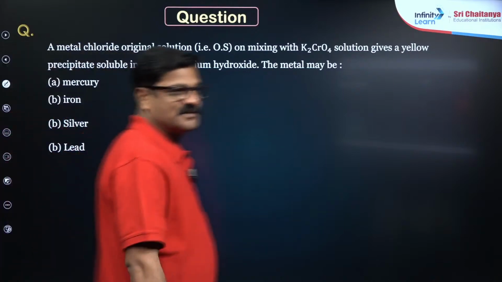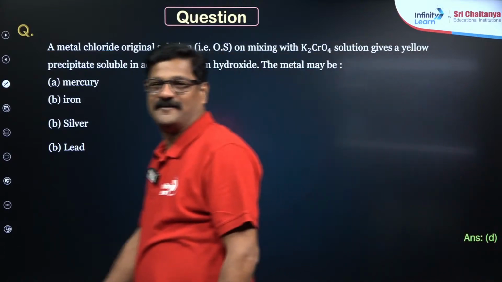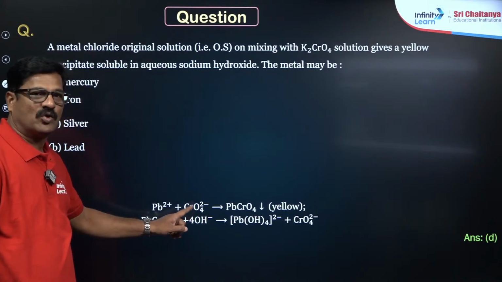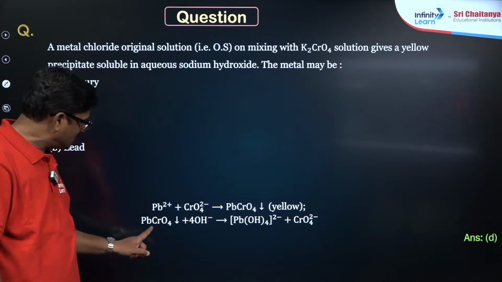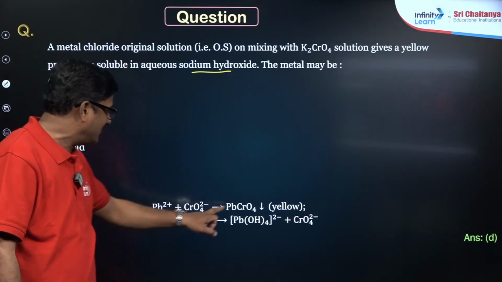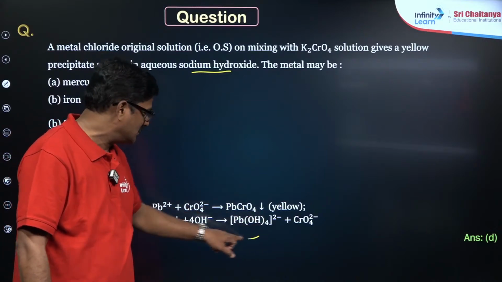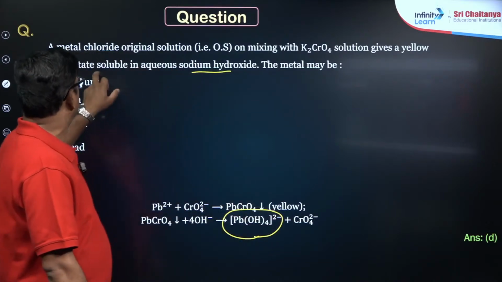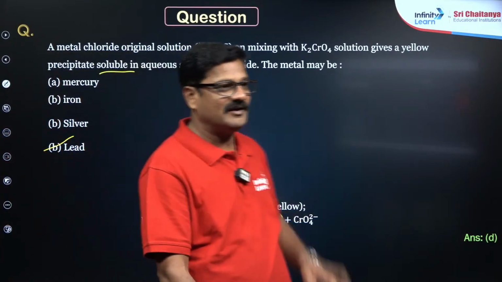The answer for this question is lead. How is it? Lead reacts with chromate to give lead chromate, which is a yellow precipitate. This yellow precipitate is soluble in sodium hydroxide and gives rise to [Pb(OH)4]2-. This is soluble, right? So my answer for this question is going to be lead. Are you getting it or not?